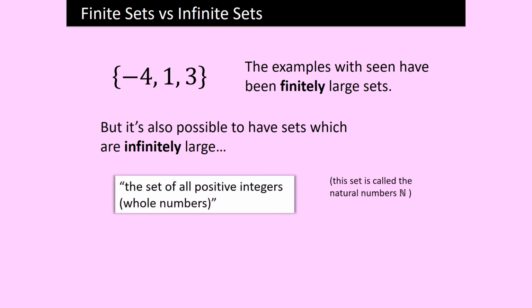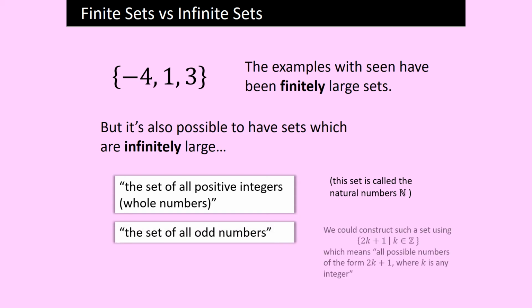The set of all positive integers or whole numbers is an infinite set, and this set is called the natural numbers, and we use that N to represent it. And the set of all odd numbers is also an infinite set, and we can construct such a set using 2k plus 1, which represents an odd number where k is an element of the integers.